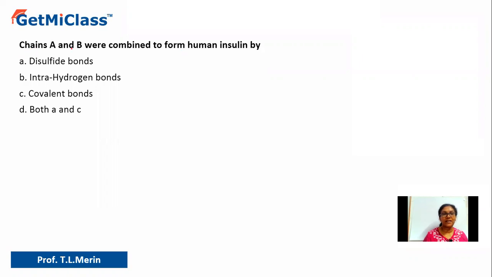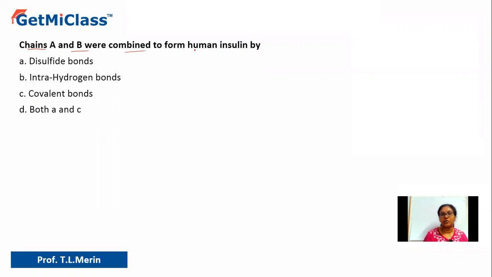The question says chains A and B were combined to form human insulin by option A, disulfide bonds; option B, intrahydrogen bonds; option C, covalent bonds; and option D, both A and C. Now let us understand the question. It says chain A and B were combined to form human insulin by.